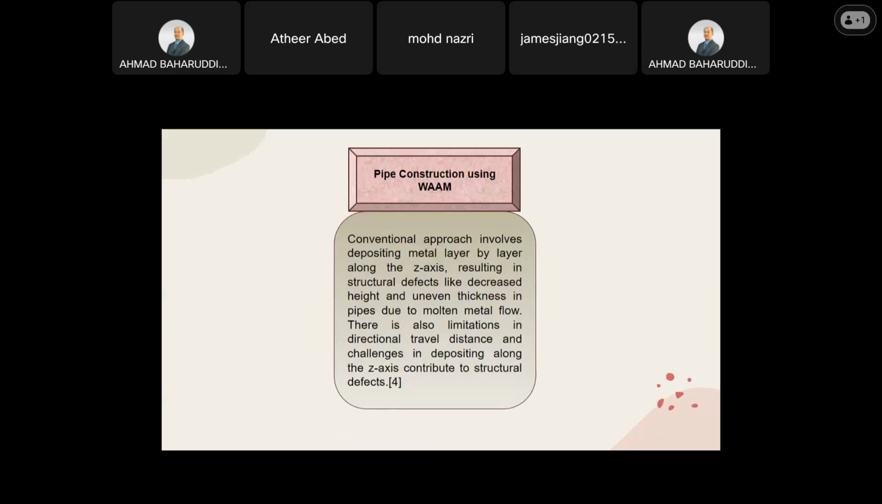So moving towards pipe construction using WAM, the conventional approach involves depositing metal layer by layer, but it's on the Z-axis only for the current approach. And then there is an overflow of the molten metal, and then due to uneven thickness and structural defects, there are limitations in that.